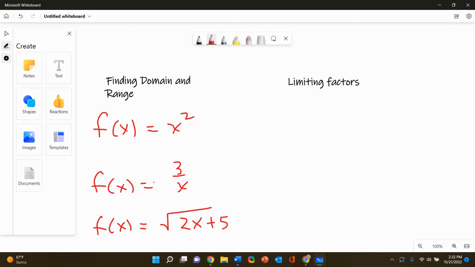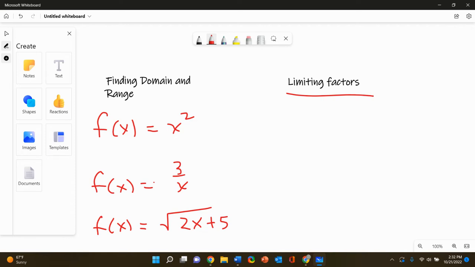One of the easiest things you can do is to look for limiting factors in the function. So what are some limiting factors in the function? Things that are going to limit what your domain can be. Remember, domain are the x values, any x value that you can put into the function. The range are going to be all those y values that come out. So what are some limiting factors?